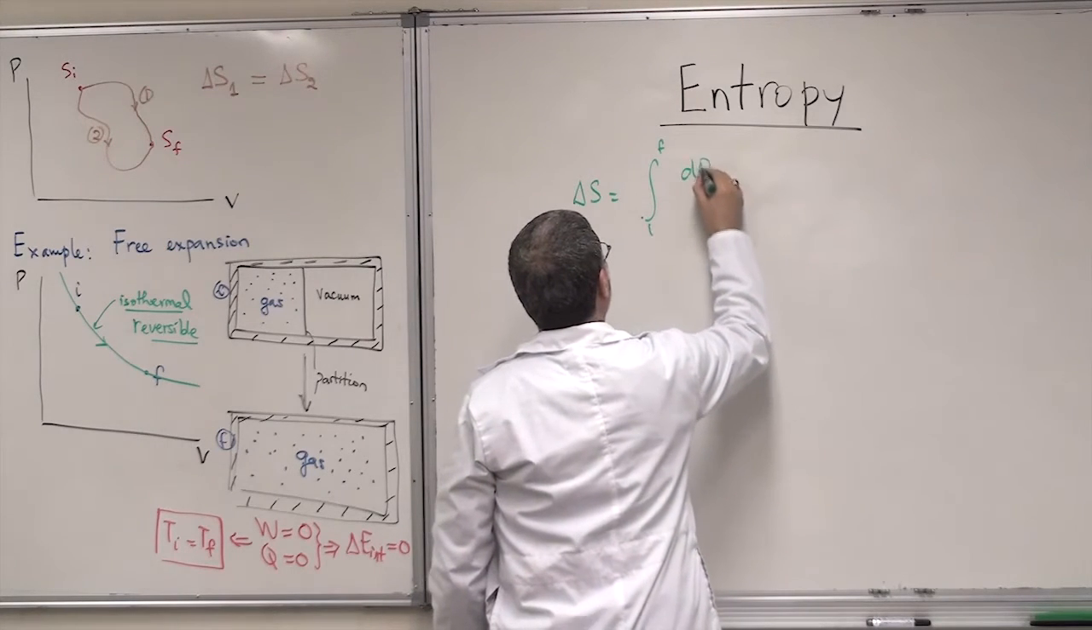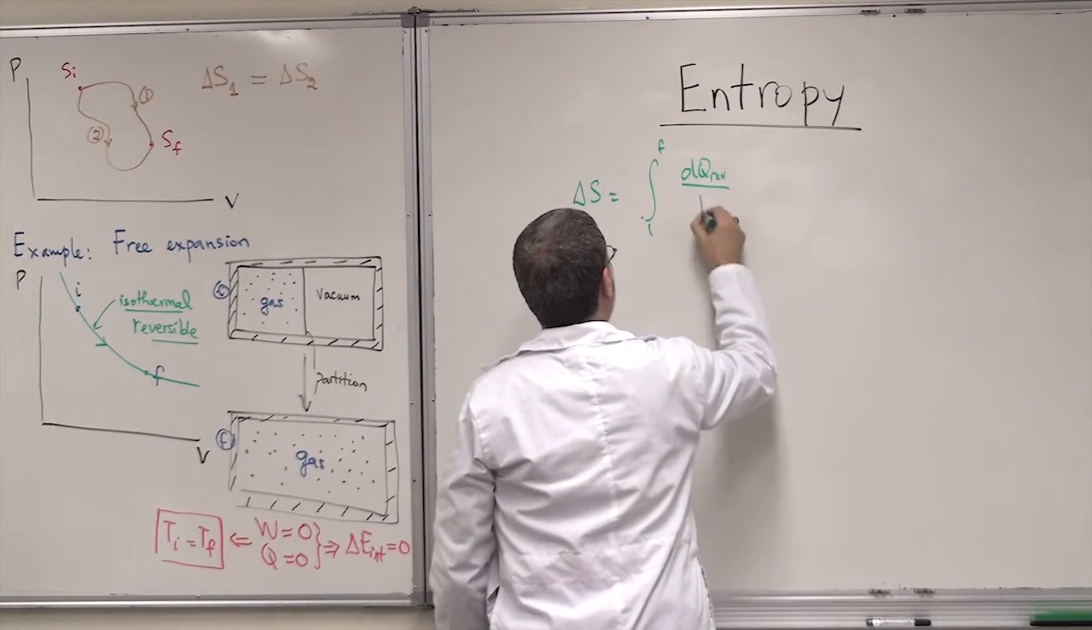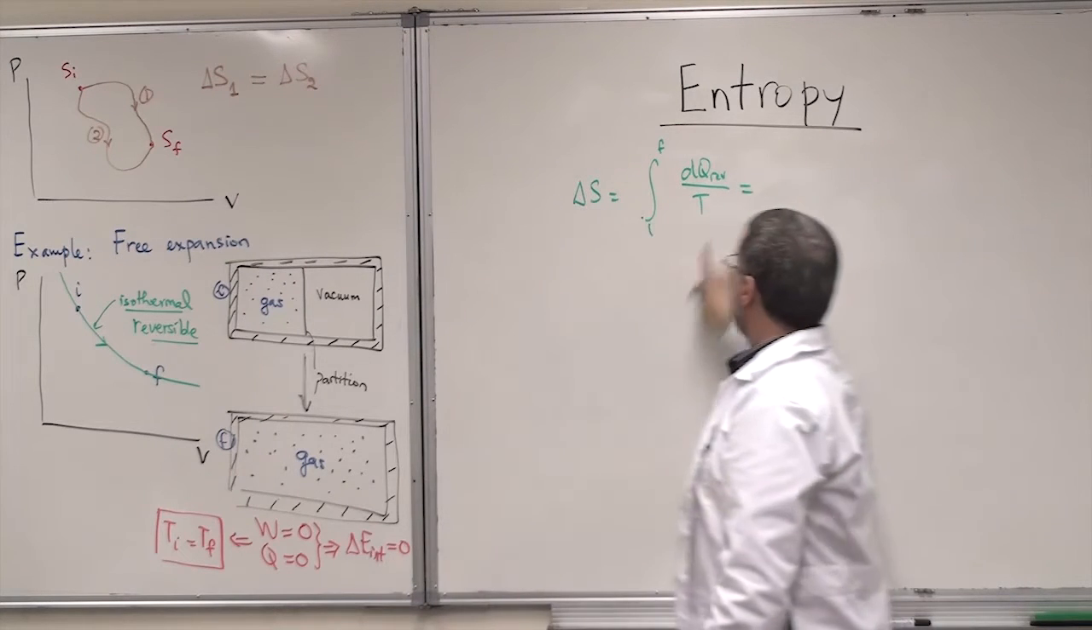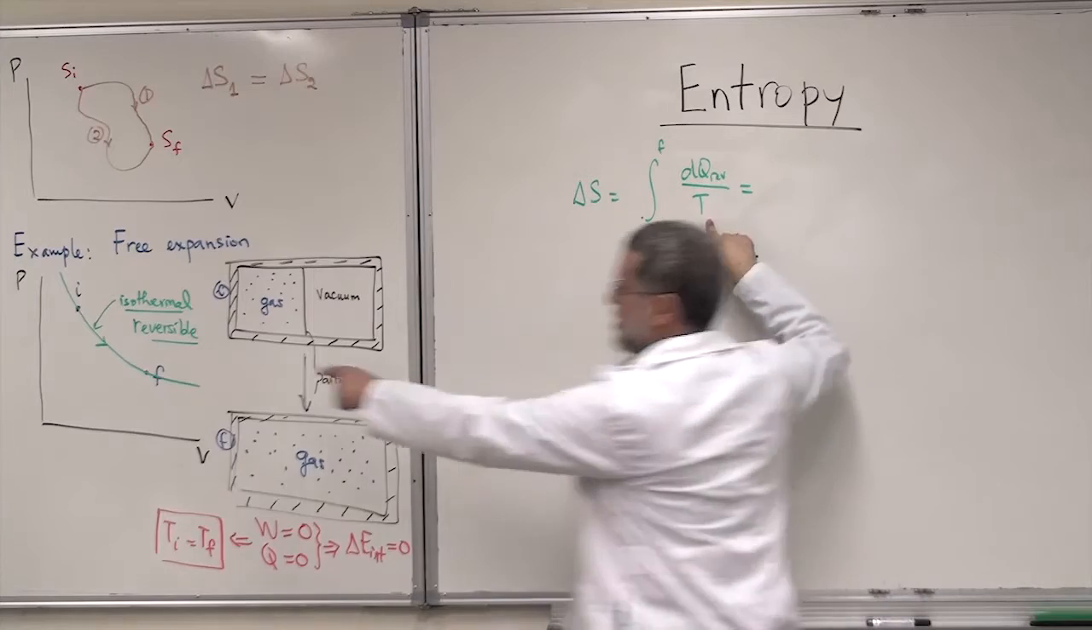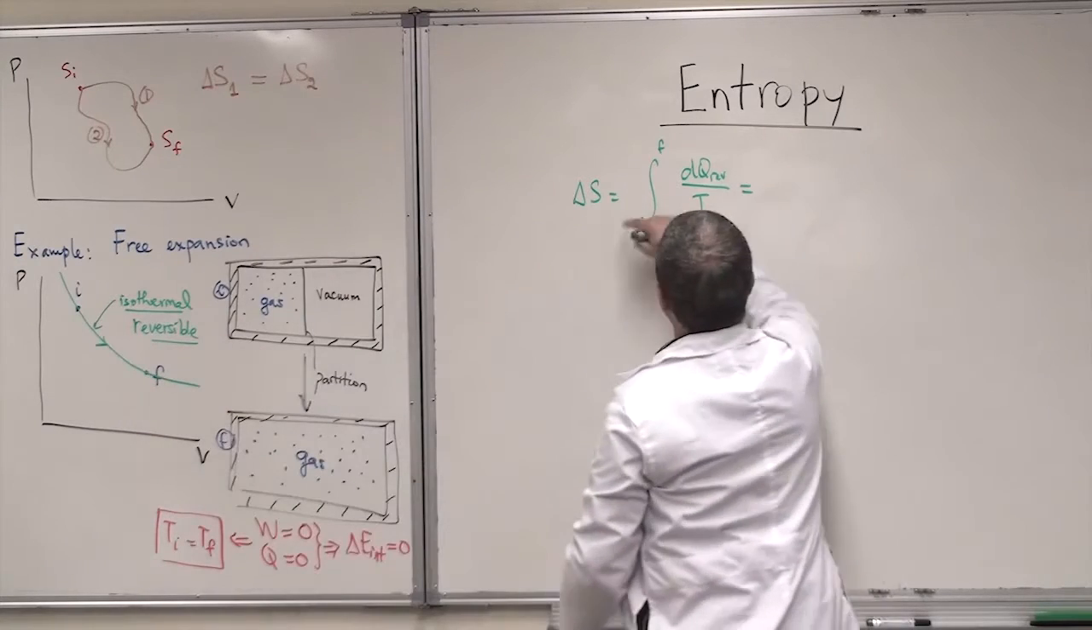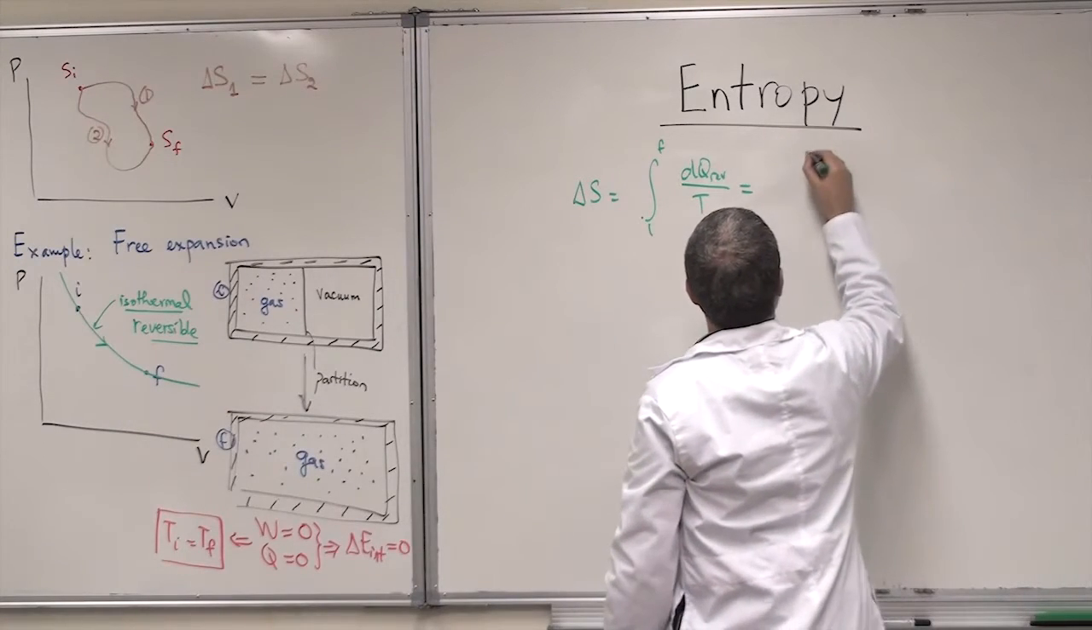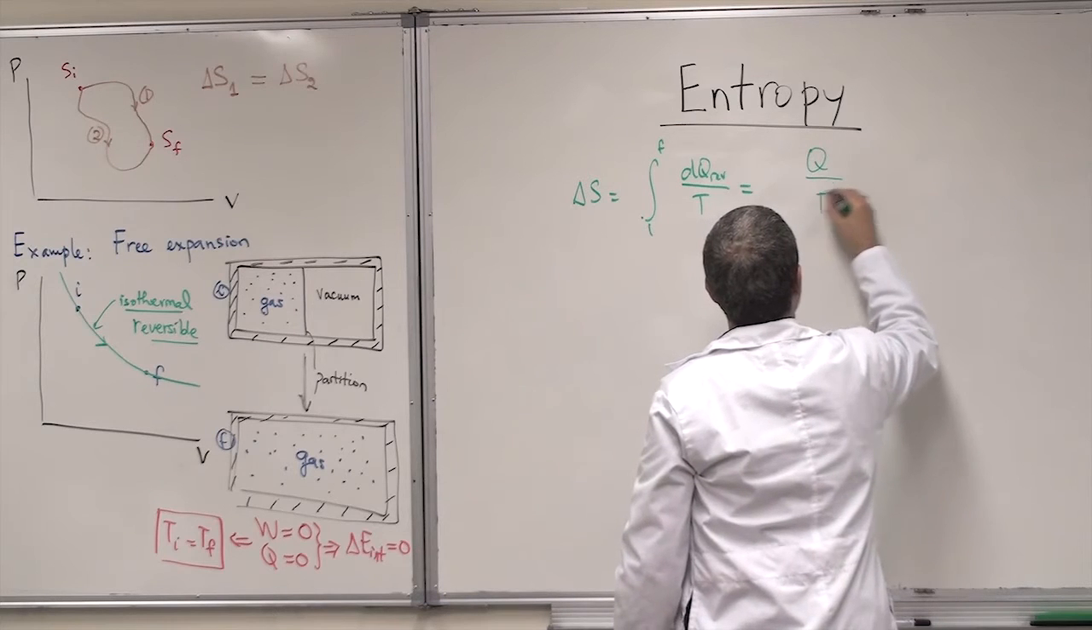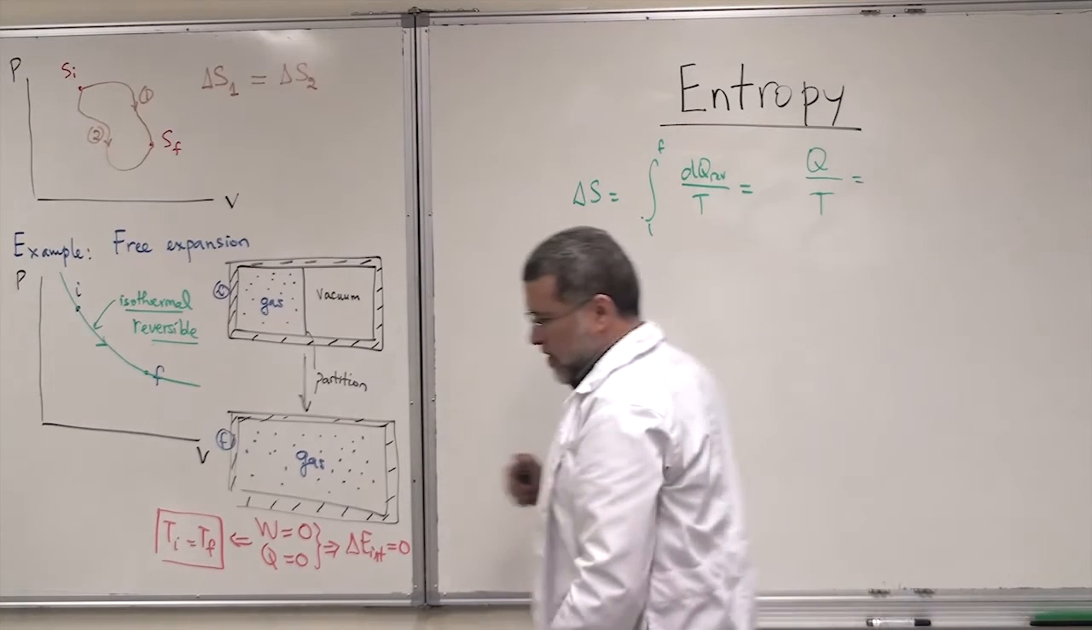Of dq reversible, which is the isothermal process. Since T is constant in this process, the isothermal T is constant, I can take it out of the integral, and the integral of dq will be Q over T. So what is the heat for the reversible process?